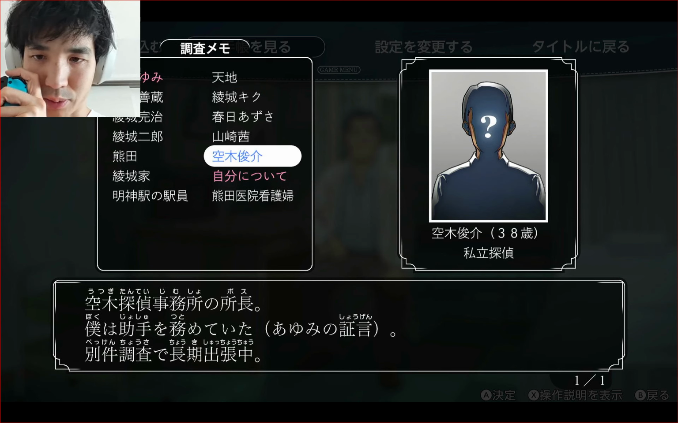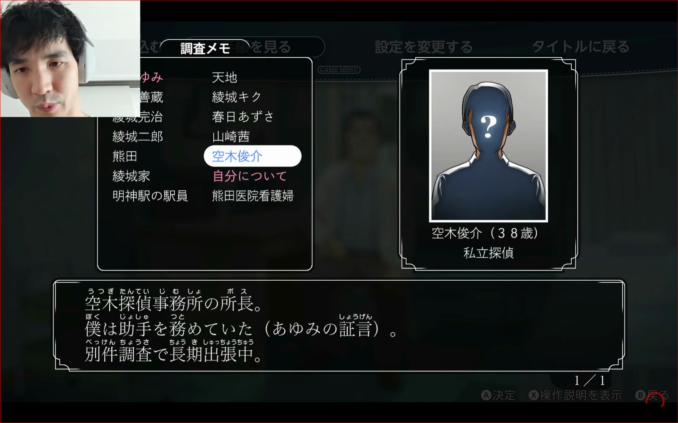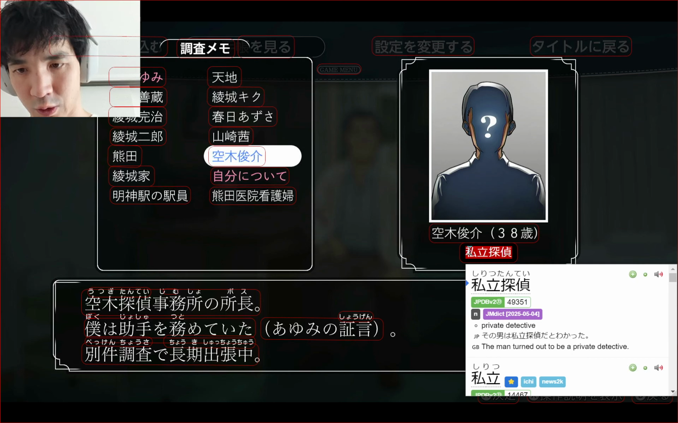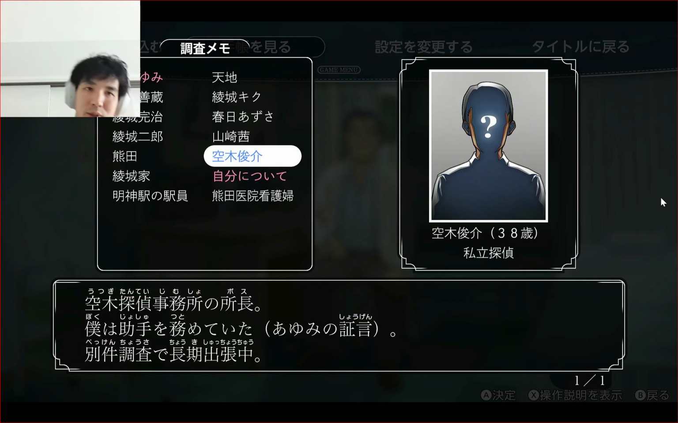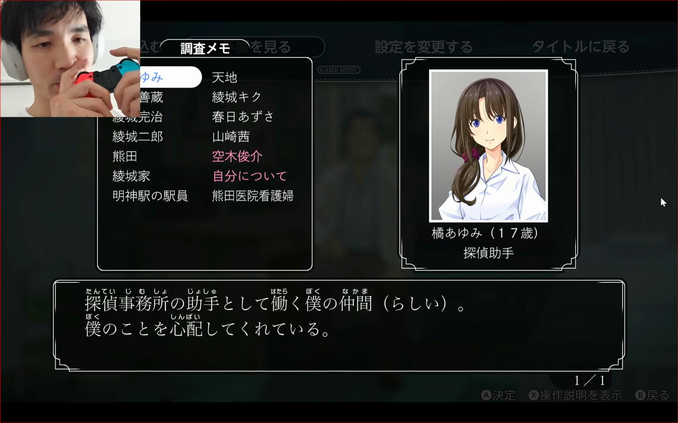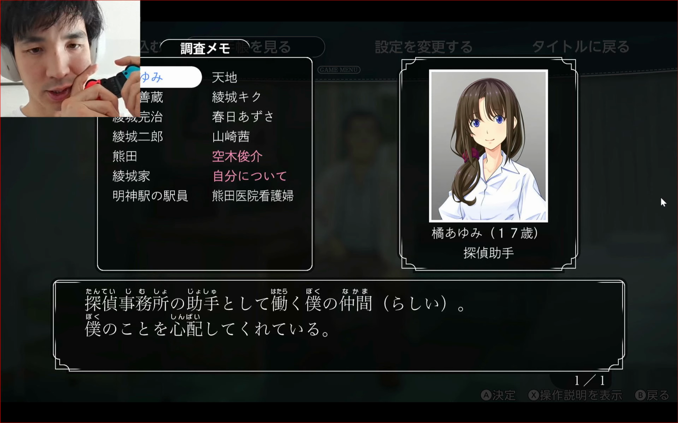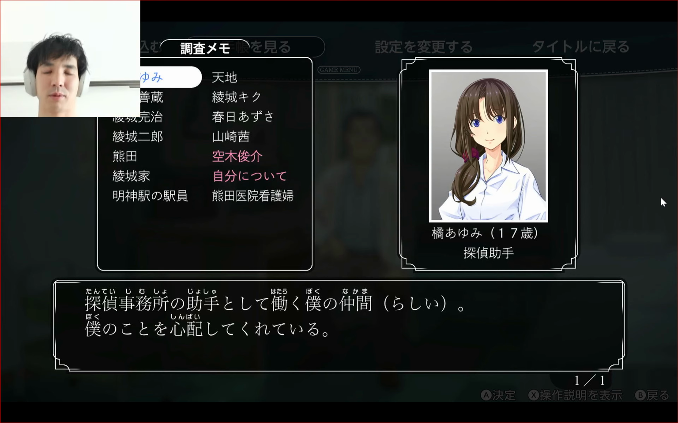This is the Sugi something something. Oh, private detective. This is the private detective, like the boss of the detective agency, who I also haven't met. So I have a partner, or like a senpai. I think she's my sensei. The detective agency's assistant, working as the assistant. Boku no nakama. Well, she's just my comrade. It's my comrade.